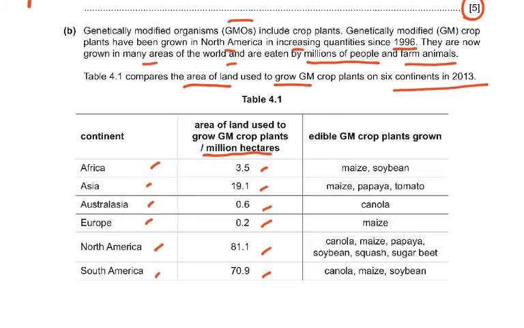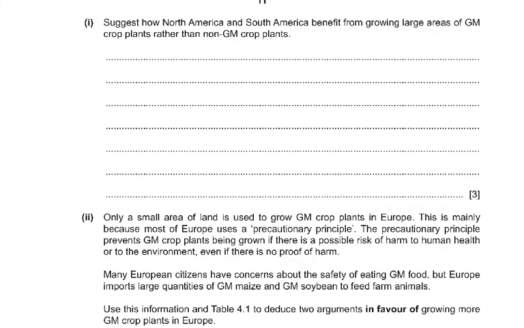Then the edible GM crop plants grown. These are the edible ones: maize, soya bean, papaya, tomato, canola, squash, and sugar beet. So you read this table and then you have some sort of a rough idea of what we are talking about.